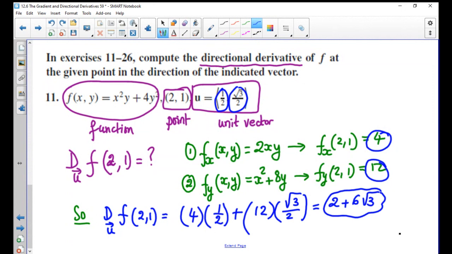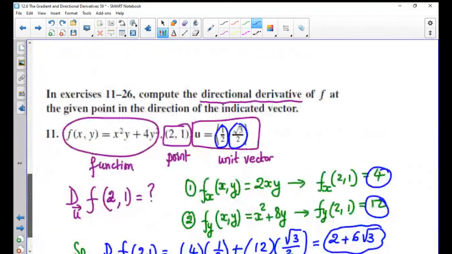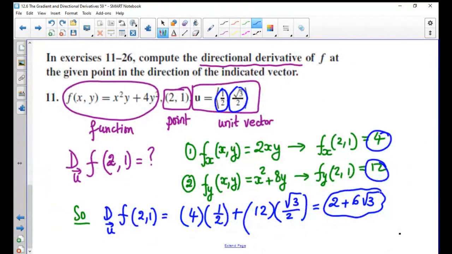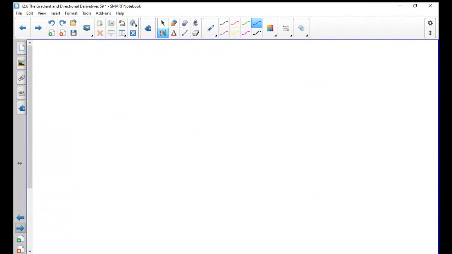If you calculate it, possibly 12.4. That's fine. Okay, good. So that is basically this one.